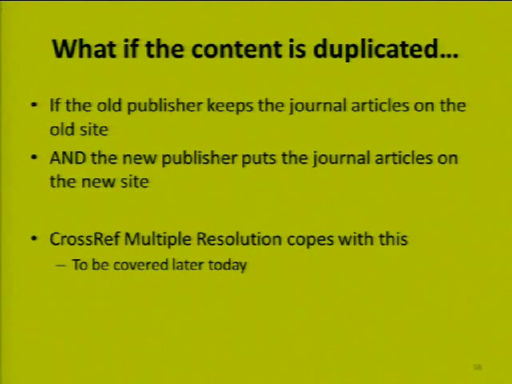Right. Where this starts getting complicated is where you publish your journal and it's on your website, and then you start publishing with Elsevier. So Elsevier put all of the archive plus the new content on their website, but you still want to keep the old content on your website. So the article appears in two websites. So what happens then about the DOI? Where does it go? Does it go to this website or to that website? And this is covered by CrossRef multiple resolution that we'll be talking about later today. So I'm going to leave that with you as a mystery.